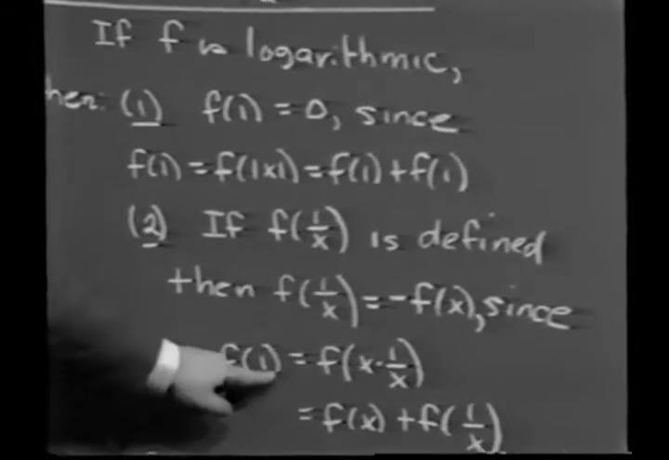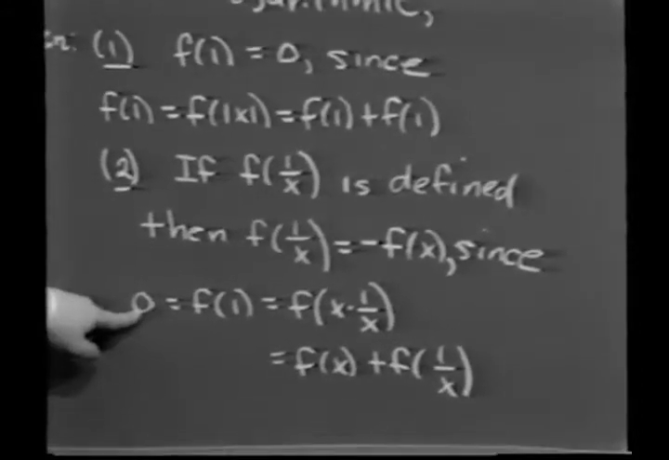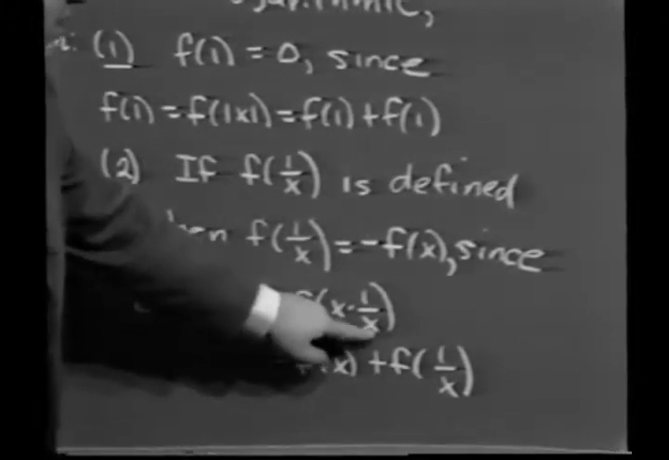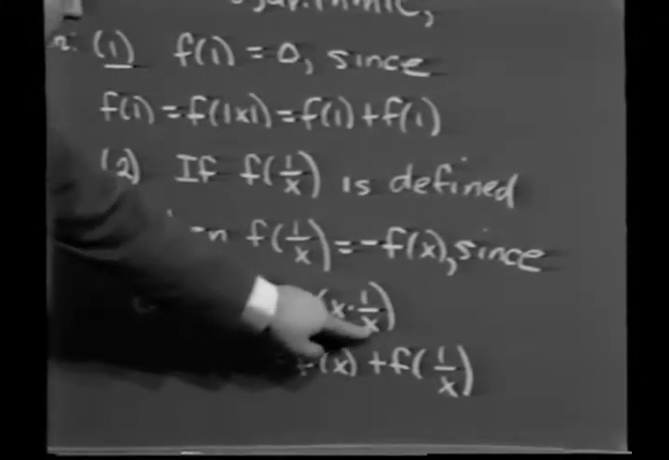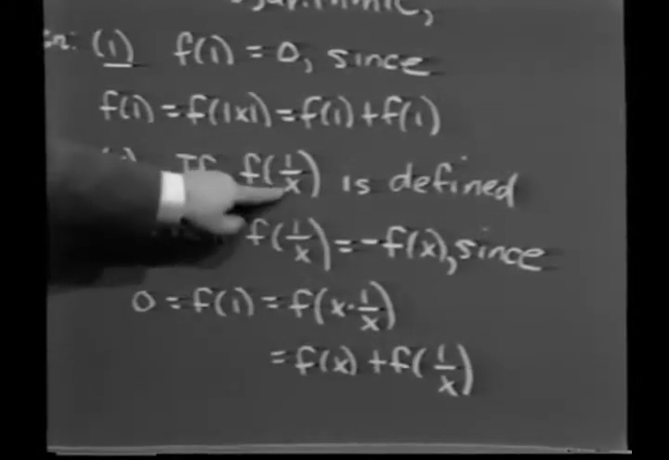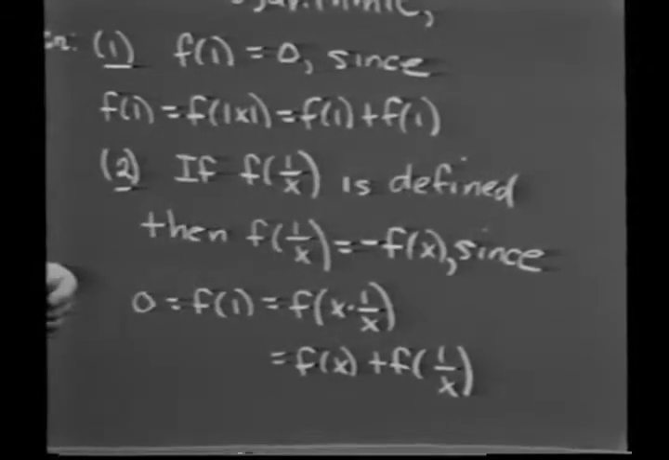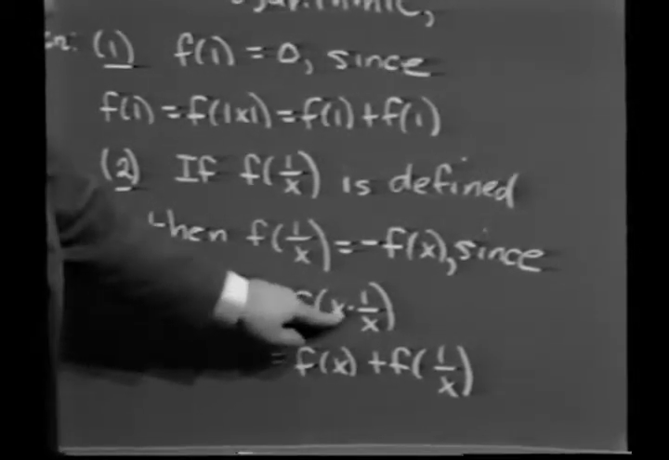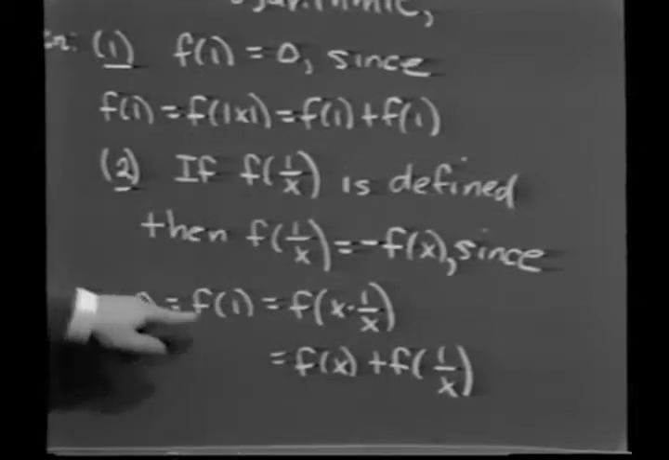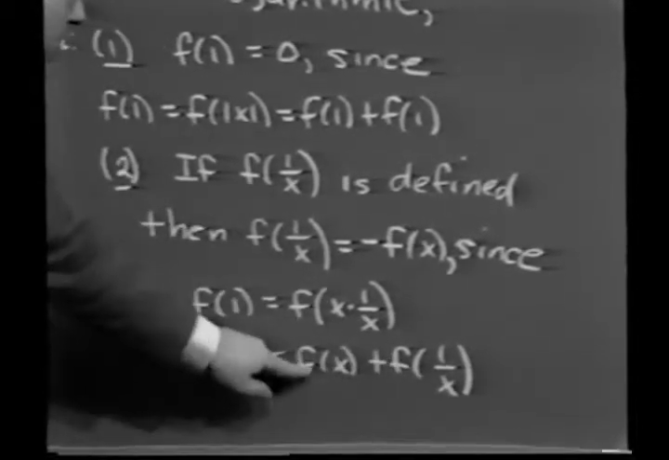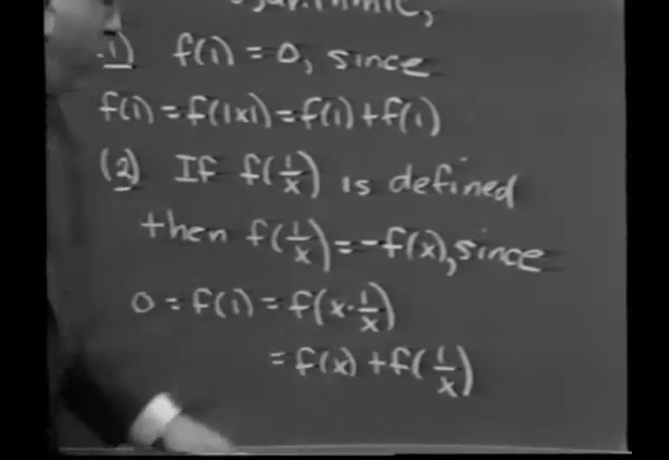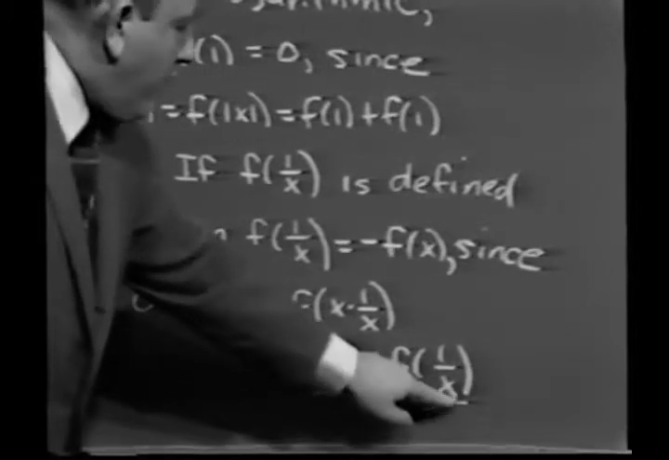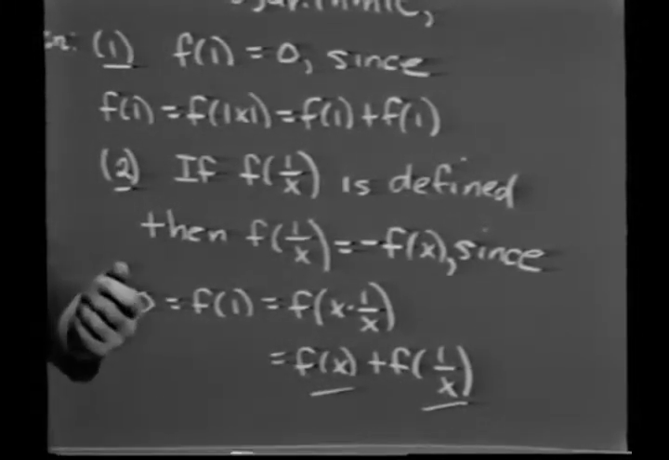Well, notice that we already know that f of 1 is 0. We also know that 1 is equal to x times 1 over x, provided x is not 0. By the way, if x were 0, 1 over 0 wouldn't be defined, so we wouldn't be worrying about that anyway. But notice now we have what? If x is not 0, f of x times 1 over x is 0, but by the logarithmic property, that's also f of x plus f of 1 over x. Since these two together add up to 0, f of 1 over x must just be minus f of x.